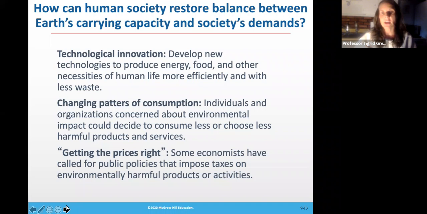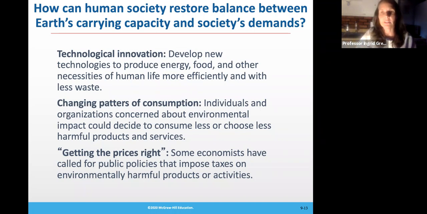There are changing patterns of consumption. I see the misspelling here, patterns of consumption. Individuals and organizations concerned about environmental impact could decide to consume less or choose less harmful products or services. This is what I think of as using LED lights, right? Most of us in our homes now use LED lights, because they use a lot less energy than traditional light bulbs. And there are even apps out there to help find a product that has a lower environmental impact. If you're looking for a particular product like a light bulb, you can download these apps and they can tell you which type of light bulb is best for the environment.